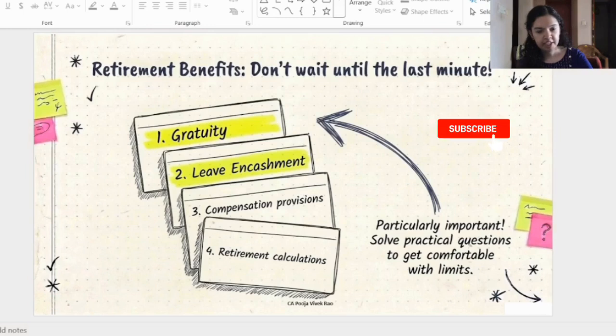The next important area is the retirement benefit. So some of the commonly tested areas include gratuity, leave encashment, compensation related provisions, retirement benefit related calculation. So among these, gratuity and leave encashment are particularly important areas to practice. Don't restrict your preparation to reading the provisions. You have to solve practical questions so that you become comfortable applying the relevant conditions, limits and calculation in the examination.